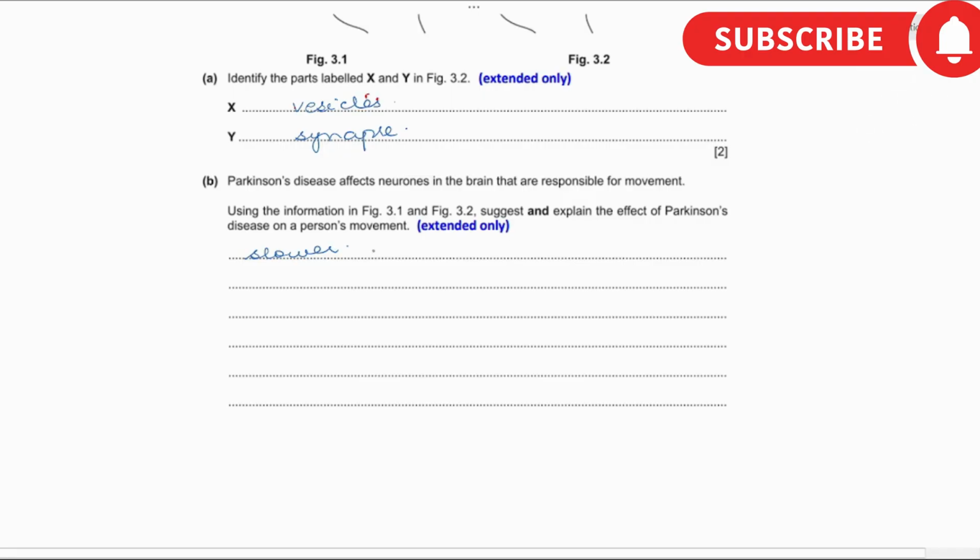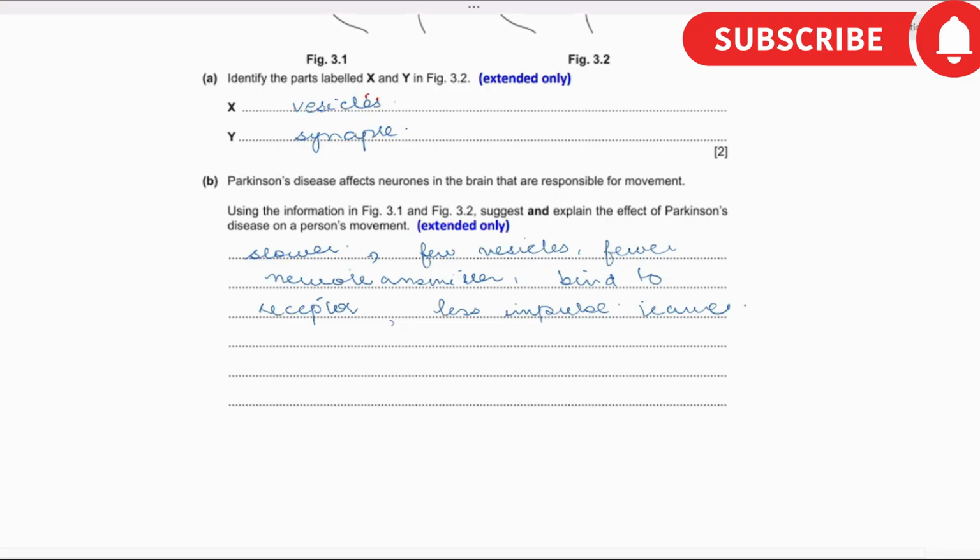Okay, one thing we have mentioned is that there would be fewer vesicles, there would be fewer neurotransmitters. So the response would be slow. These are the 3 points. It means that the few neurotransmitters bind to receptors that are present on the postsynaptic neuron, and there would be less impulse. So ultimately, that's why the response is slow.